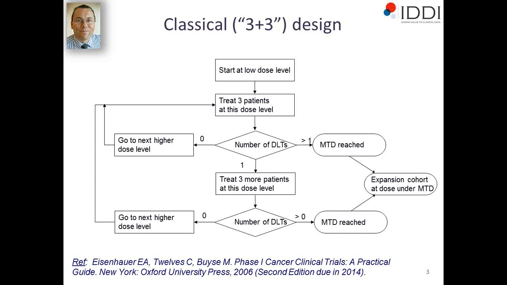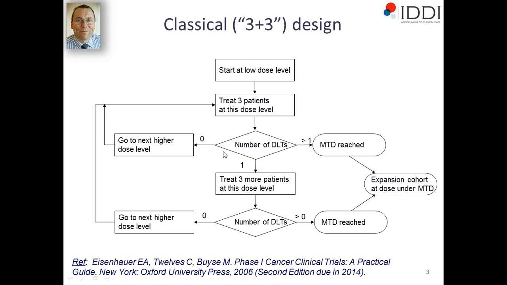My view is that I should defend the classical designs, and the classical design for such a trial would be a so-called 3+3 design, also called a modified Fibonacci design sometimes. But the idea of this design is rather simple. We start at a very low dose level, the lowest dose level that is suggested by preclinical experiments. Then we treat 3 patients at these low dose levels.